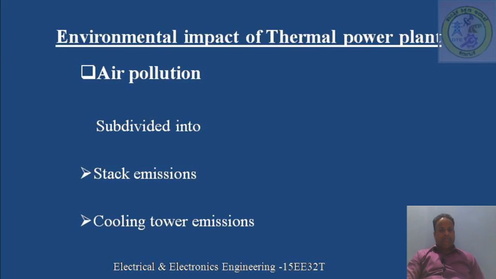That air pollution is subdivided into stack emissions and cooling tower emissions. The major pollution in thermal power plants is air pollution. The air gets polluted due to the combustion of fossil fuels in a boiler. That air pollution is divided into stack emissions and cooling tower emissions. Now we will see one by one.